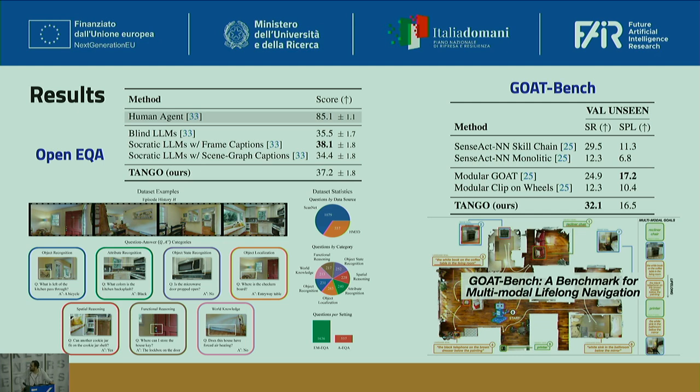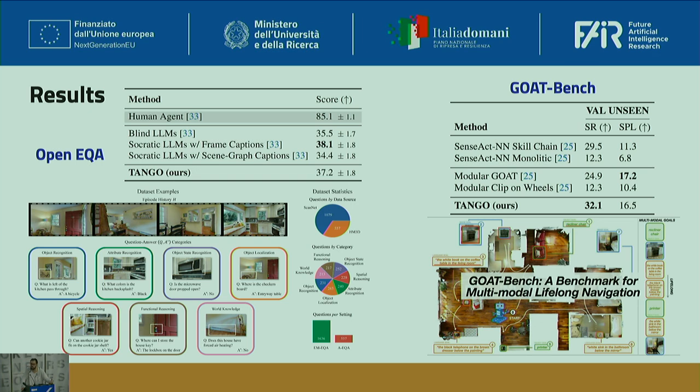Another interesting benchmark that we tackled is the GOAT (Go To Anything) benchmark, which is a benchmark for lifelong navigation. The agent has not only to find one object inside the environment, but many different objects in sequence. So it has to remember what it saw in the past. And in this case, we have goals that can be multimodal.